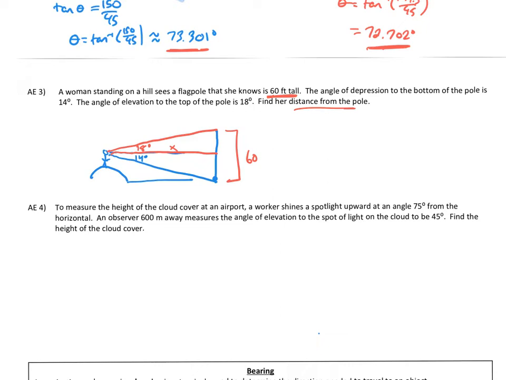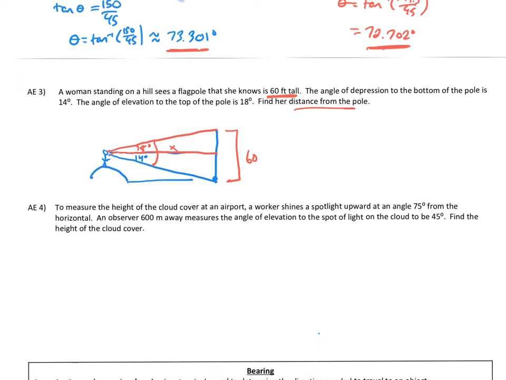Well, how should I do this? What trig function do I know represents this entire situation? And I will say nothing. We don't know anything specifically because if we use this entire angle, we no longer have a right triangle, therefore we cannot use it. So we're going to have to break this up into triangle by triangle.